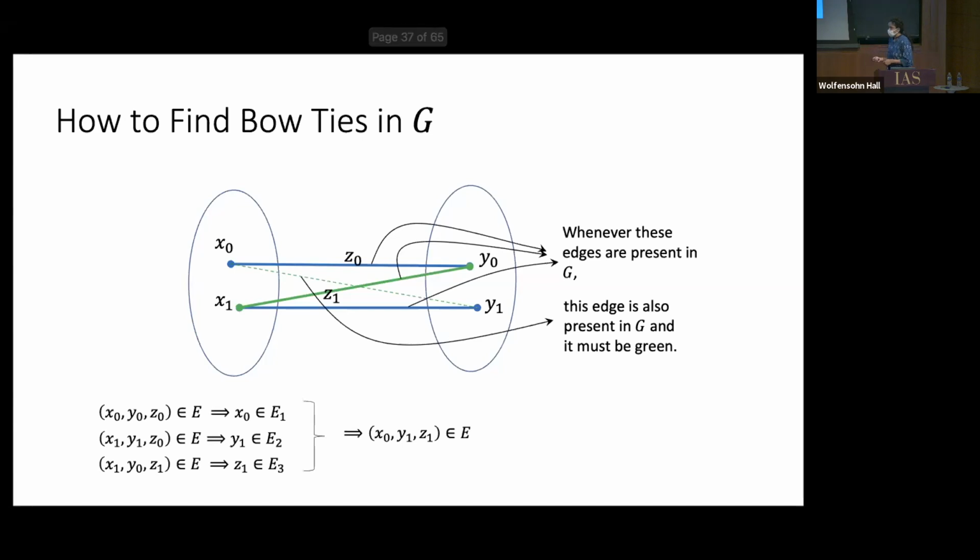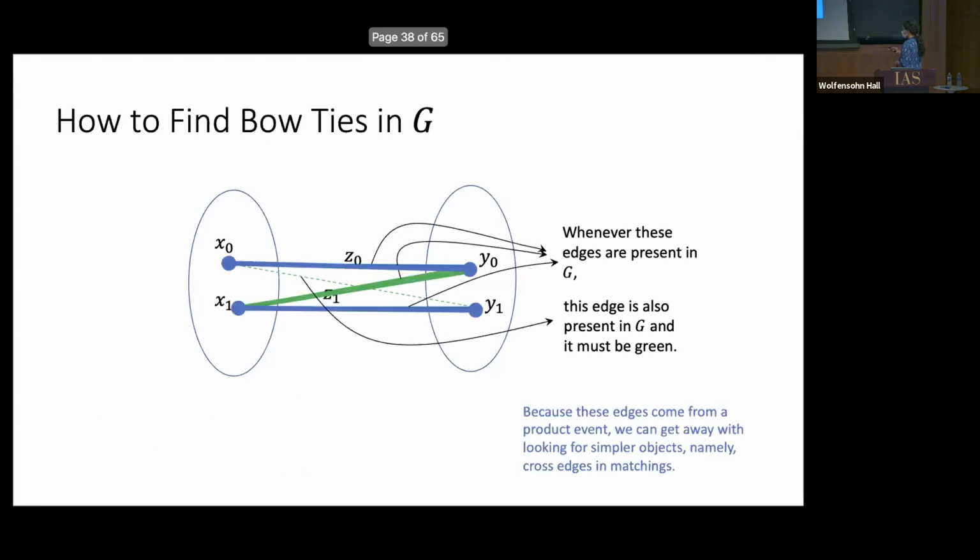The proof of this boils down to the fact that these edges come from a product event. It's really simple to describe, and here is the description of the proof. So the takeaway here is that because these edges come from this product event, it suffices to find these objects instead of bow ties. So what are these objects? These are cross edges in matchings. So now the question is, how do we find these objects and how do we cover the edges using these objects?